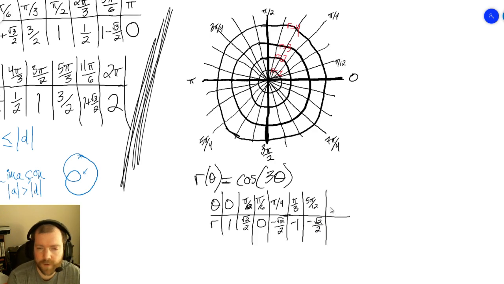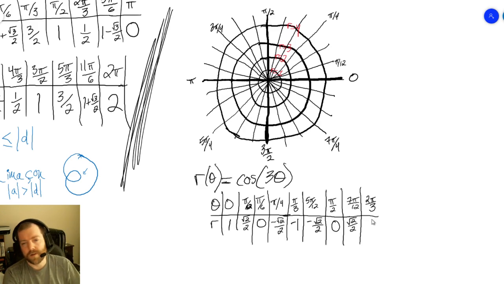Forgot what quadrant I was in there for a minute. And then pi over 2. We triple it, it becomes 3 pi over 2, and we get 0. All right, after pi over 2, we get 7 pi over 12. Tripled is 7 pi over 4, which is positive root 2 over 2. 2 pi over 3 is going to become 2 pi when we triple it, and then we take the cosine of 2 pi and we get 1.